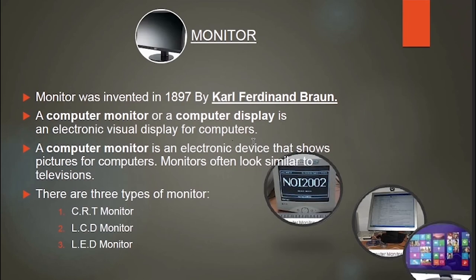The first one is monitor. Monitor was invented in 1897 by Carl Ferdinand Braun. A computer monitor or a computer display is an electronic visual display for computers. A computer monitor is an electronic device that shows pictures for computers. Monitors often look similar to televisions. There are 3 types of monitor. So we have the CRT monitor, the LCD monitor, and the LED monitor.